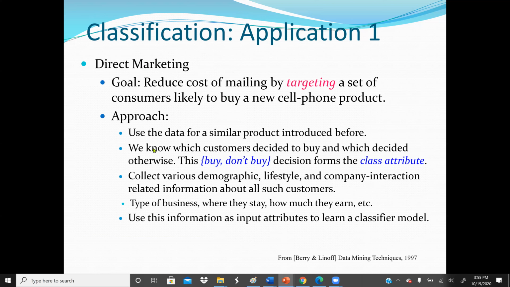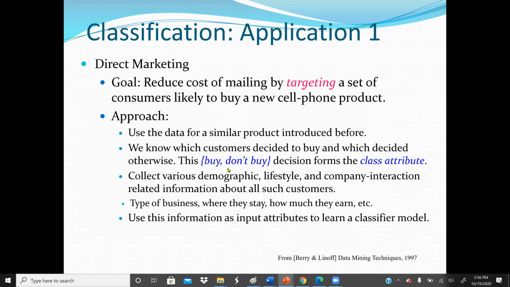Now, how do we do the approach? First, we use the data for a similar product introduced before. So we can remember the data mining definition. We want to find knowledge or a pattern in a data set. This data set will be an event that took place before, and it has been saved as data. So the same thing applies here. We look at the customers' past purchases, and we see the customers that purchased a product that is similar to the cell phone product, or maybe the cost is almost the same, then those are the customers we are going to target. Now we know which customers decided to buy and which decided otherwise.